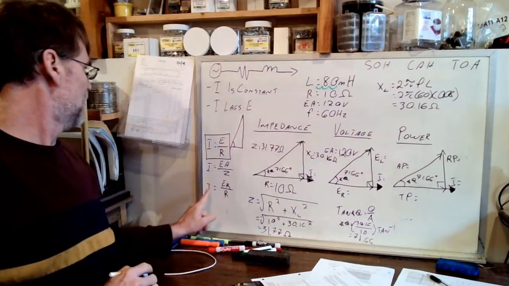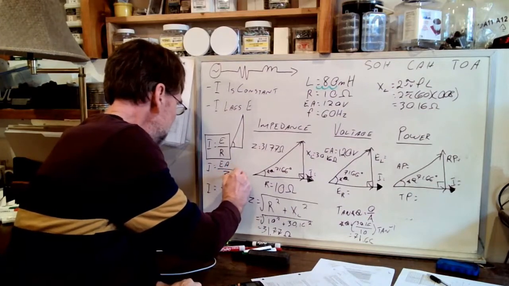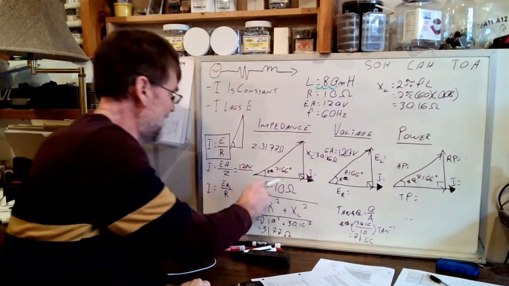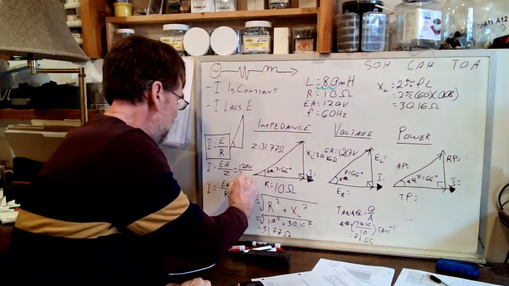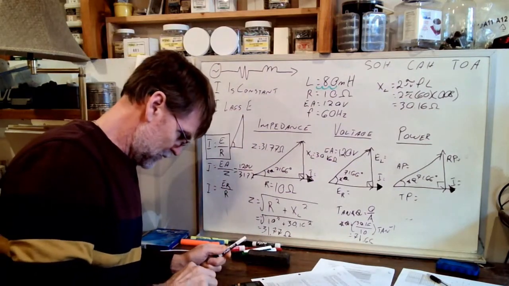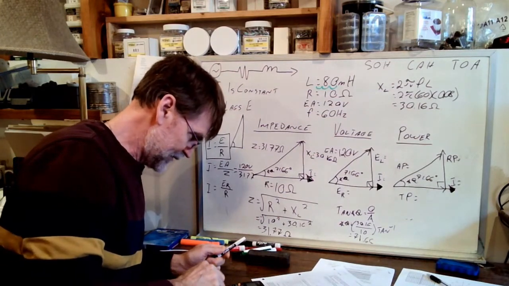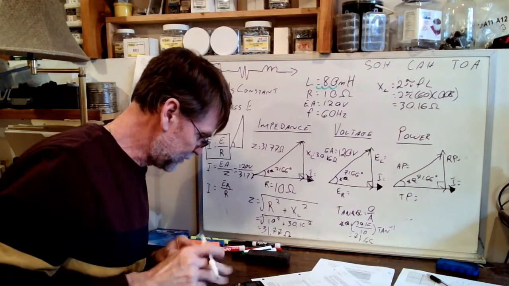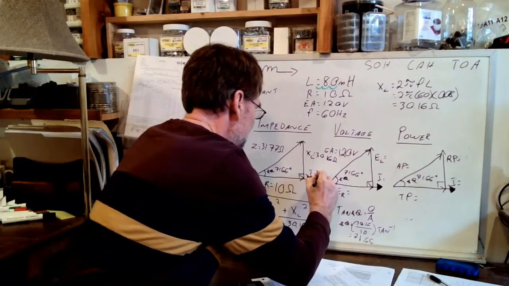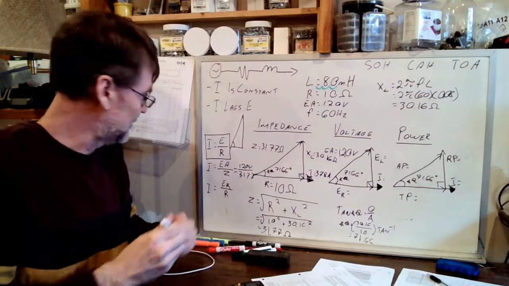I think I want to come back here for a moment. Let's find out what the current is. Okay, so the current equals EA over Z. EA is 120 volts divided by Z, which is 31.77. What does that equal? 120 volts divided by 31.77 ohms is equal to 3.78 amps. 3.78 amps. I've got a little bit of rounding going on here, but that's okay.